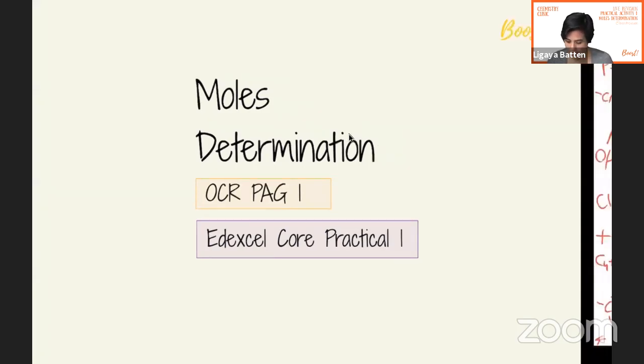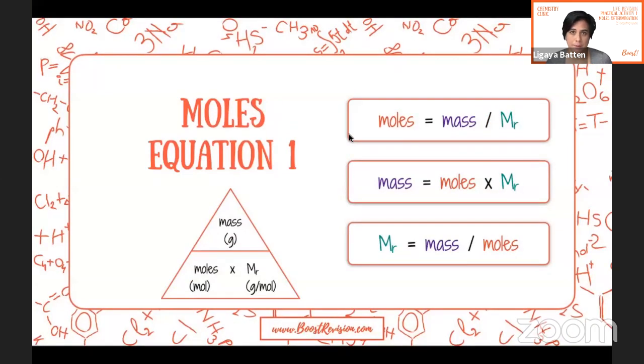So we're just going to start off with a quick bit of revision on the 3 main moles equations that you're expected to be able to use throughout the A-level chemistry course. Some of these you may have already come across at GCSE, but these are the ones you'd need to be able to apply at A-level.